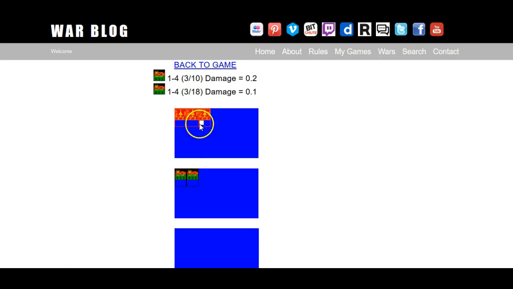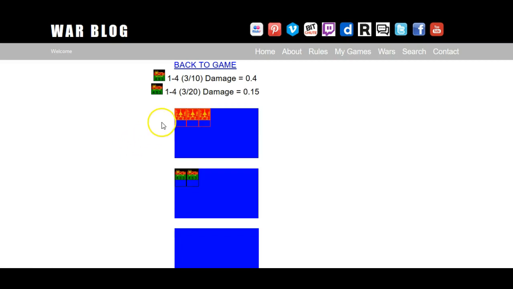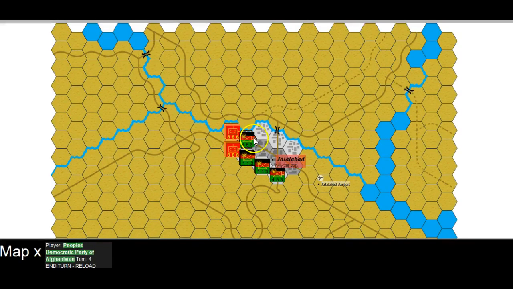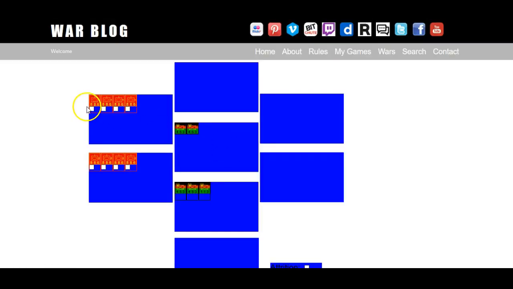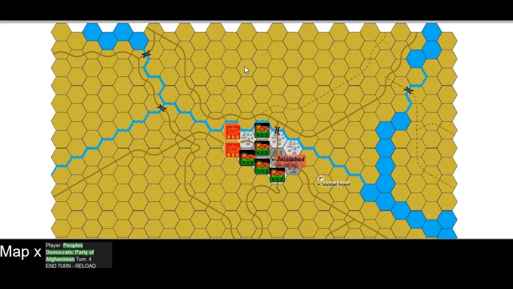No effect. 0.2, 0.1, 0.4. Pushing him to 0.6 and 1.25. Large armoured assault into these infantry units. I was going to say a piece of cake, but not really. A 4 to 1 is fairly respectable.